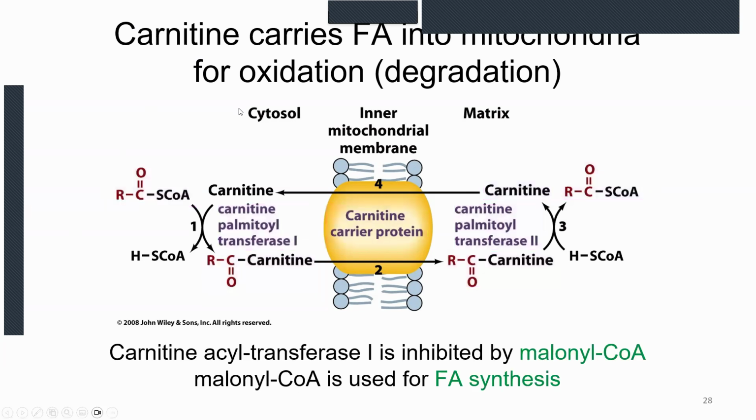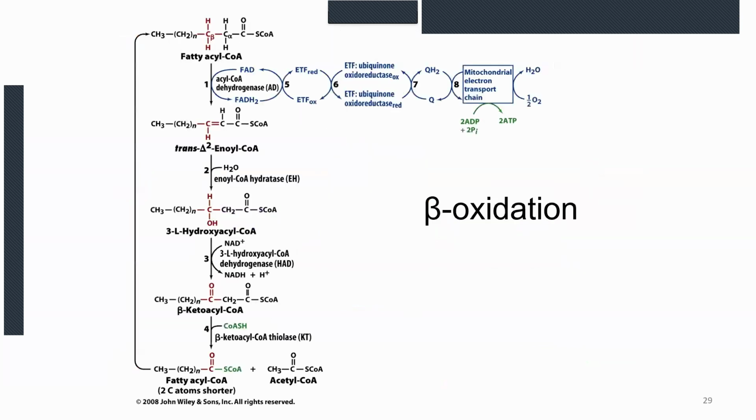Now, carnitine acyltransferase is inhibited by a compound known as malonyl-CoA. The reason for that is that malonyl-CoA is used for fatty acid synthesis. So if malonyl-CoA, which is used in fatty acid synthesis, is present, that's going to block this transport, which makes sense because you don't want to be transporting something to be broken down if you're also trying to make that something. Now, this is a nice schematic of beta oxidation.